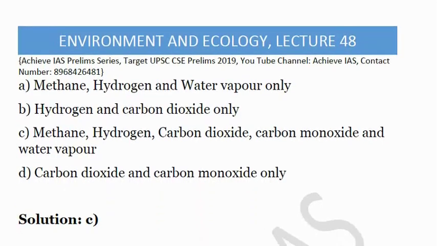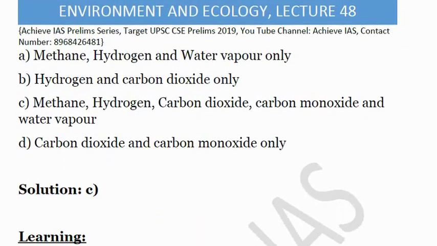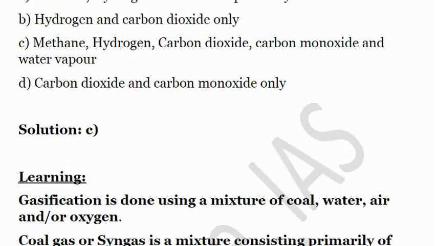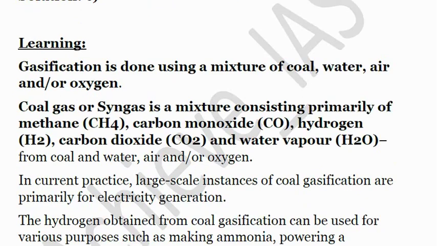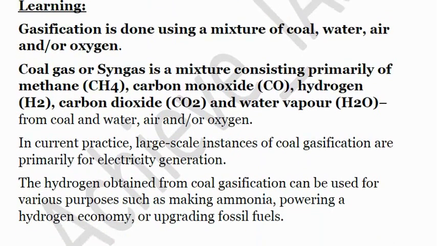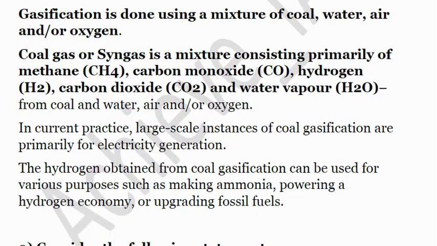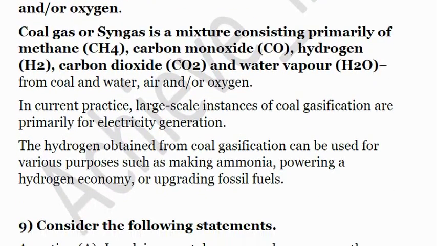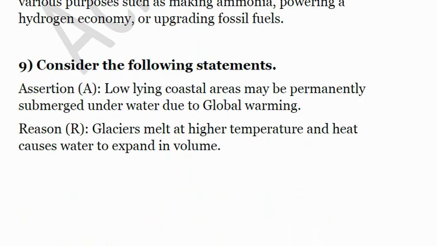Basically, coal gasification is done using a mixture of coal, water, air and oxygen. It produces a mixture consisting primarily of methane, carbon monoxide, hydrogen, carbon dioxide and water vapor. So this is about your eighth question. Let's move on to the ninth question.